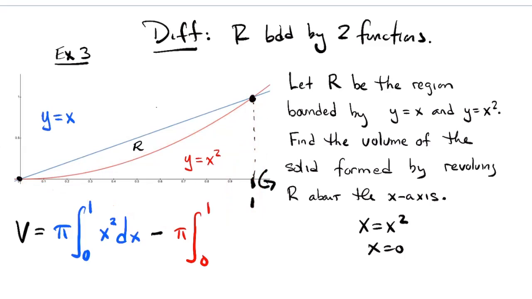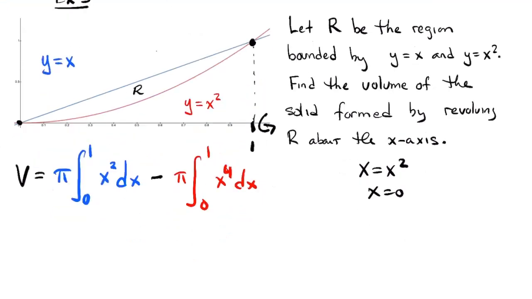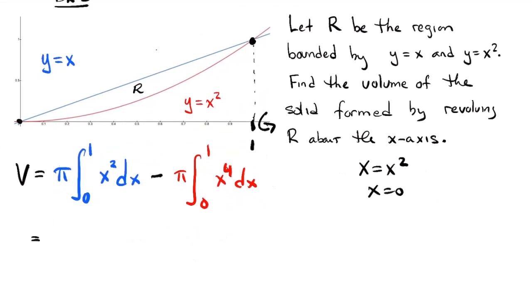So I'm writing it in red. It's x to the fourth because it's x squared squared. So this is the desired volume. Yeah, the desired volume, you can think of it as a difference between two integrals. And because of properties of integrals, we can certainly write this as a single integral. And that's probably what I would do for computation purposes.